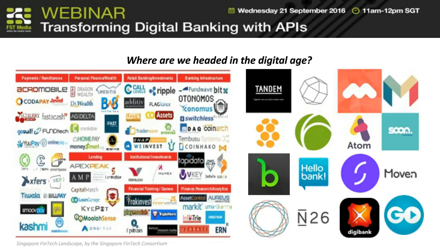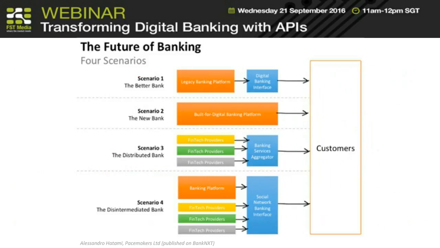And so what does this mean in terms of where banking is moving in the digital age? We actually go to this scenario by Alessandro Hattami. Alessandro Hattami is the COO for Digital and Group Innovation Director at Lloyds Banking Group in the UK. He's also a serial corporate entrepreneur and FinTech mentor. So he came up with these 4-stage scenarios of what the future digital bank might look like.